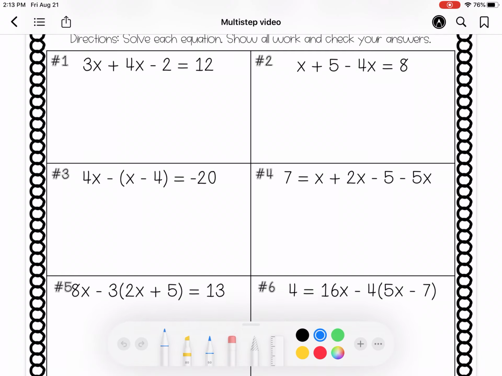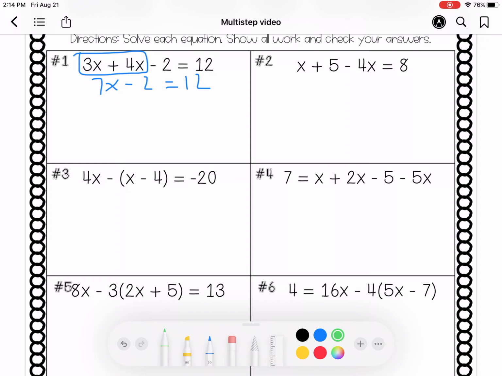In number 1, we see that we have 3x plus 4x minus 2 is equal to 12. We noticed that we have 3x and 4x, and as we learned in previous videos and class sessions, we know we need to combine like terms. So the first thing that I would do is combine 3x and 4x and get 7x and just bring everything else down. There is no reason for us to do multiple steps on multiple lines. We make sure we understand it. So now it looks like we have a 2-step equation. We have 7x minus 2 equals 12.